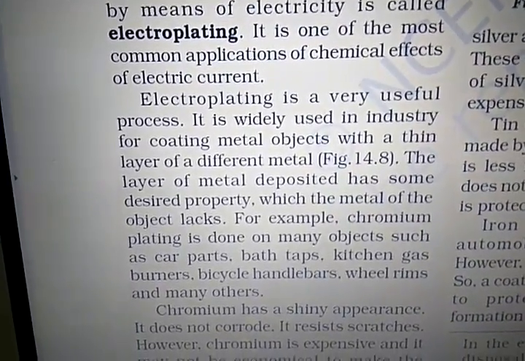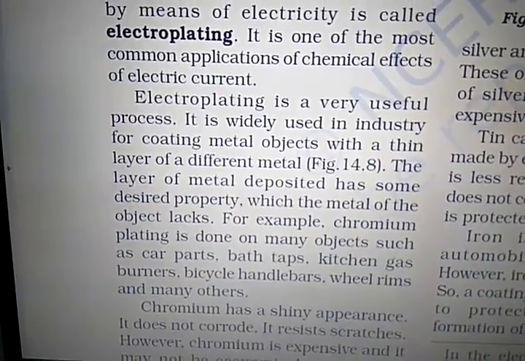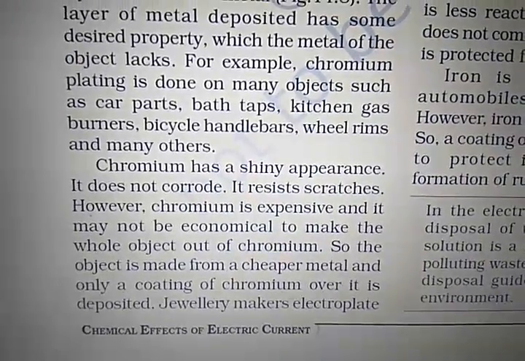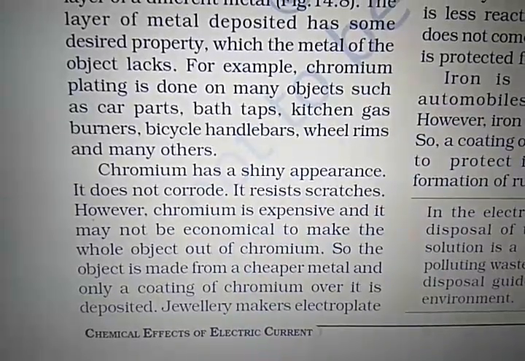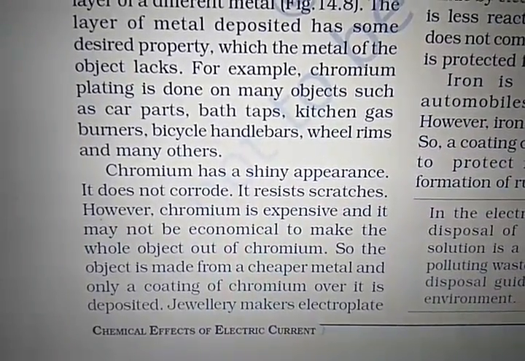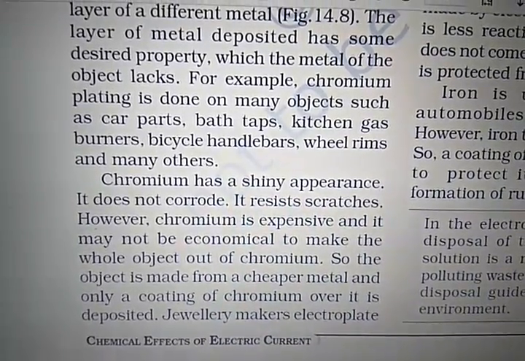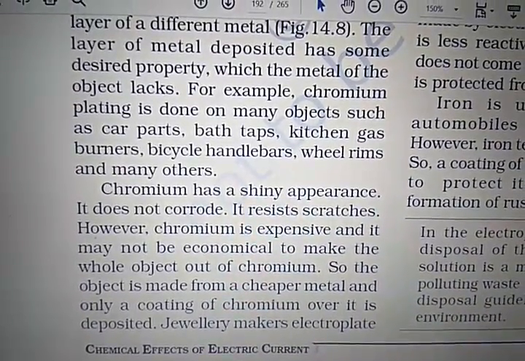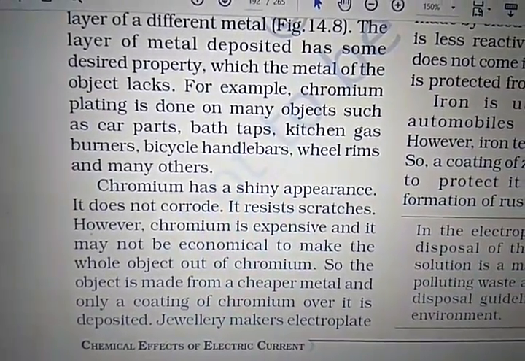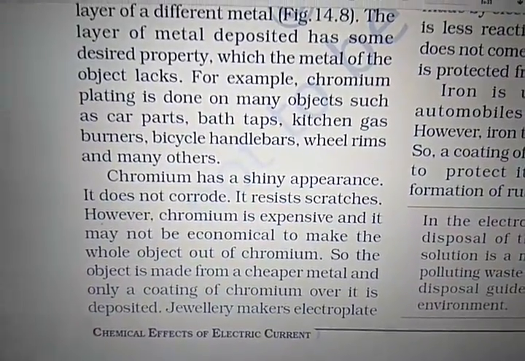The layer of chromium on top has been applied by electroplating, right? You see that the chromium has a shiny appearance. It does not corrode. उसके ऊपर काट भी नहीं लगता है, right? It does not corrode. So it resists the scratches. However, chromium is expensive and it may not be economical to make the whole object out of chromium. So the object is made from a cheaper metal and only a coating of chromium is deposited over it.